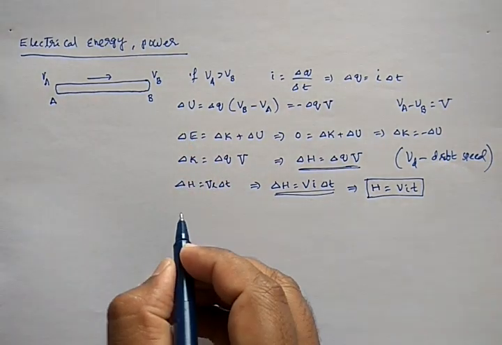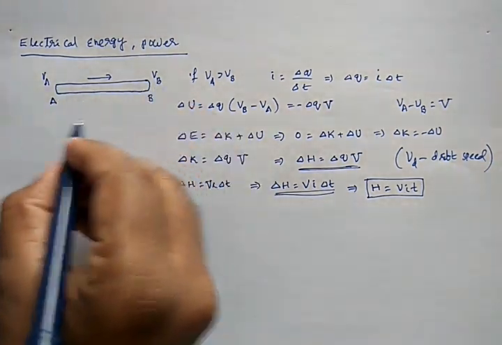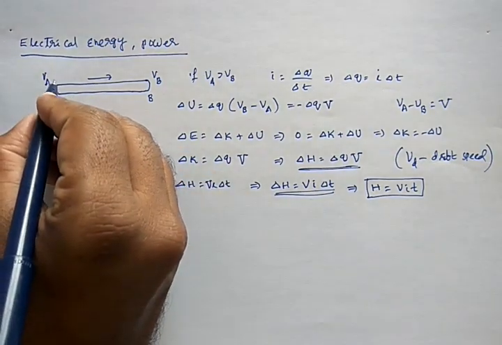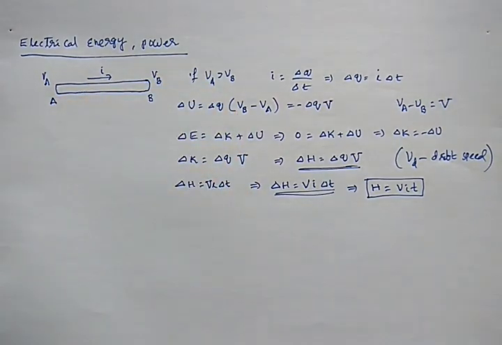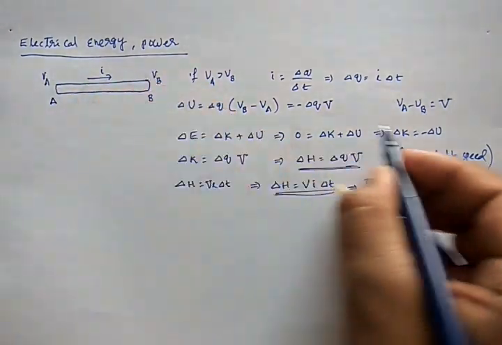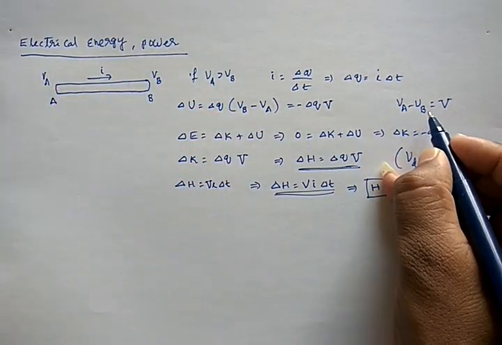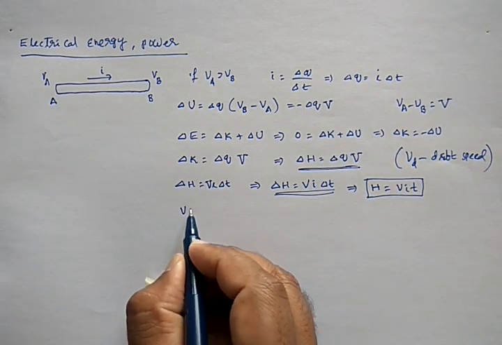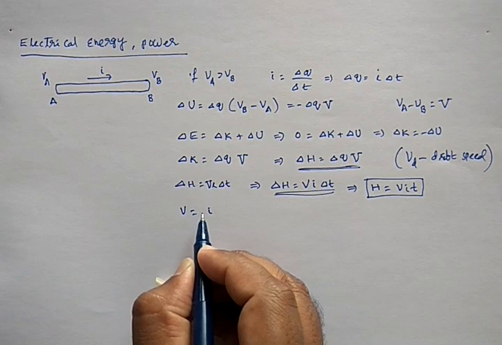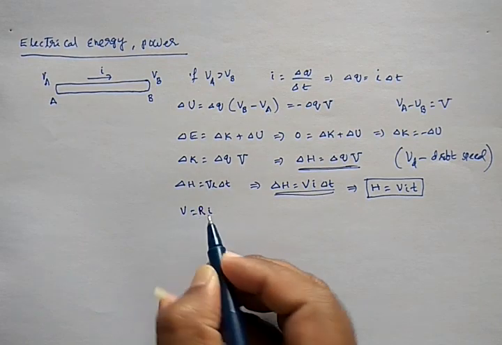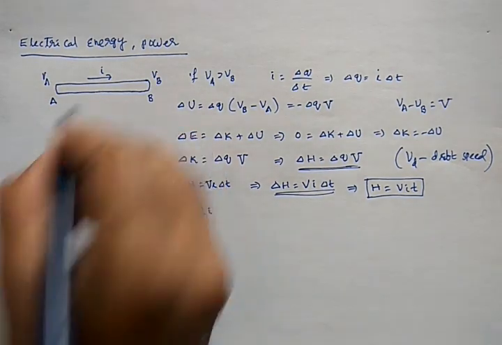If this is a conductor, you can write Ohm's law for this. Ohm's law says the voltage across the conductor is proportional to the current going through the conductor. Voltage across is here VA minus VB, that is V. So V is proportional to I. If you remove that proportionality, you get R. R is the resistance of this wire.